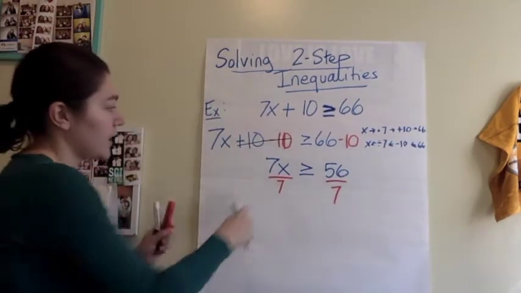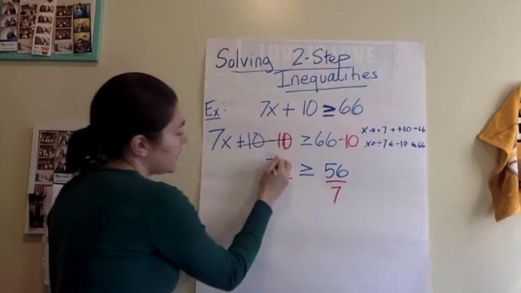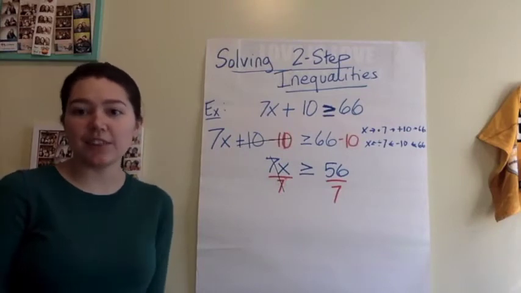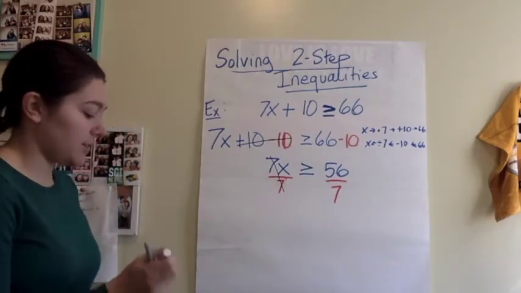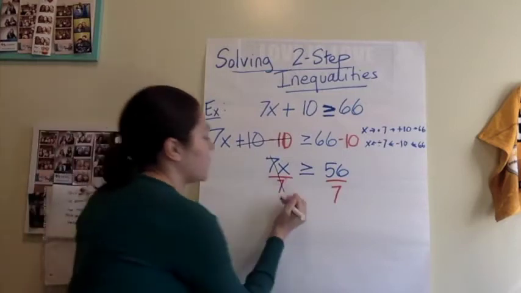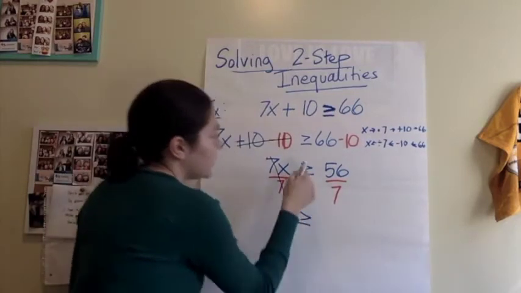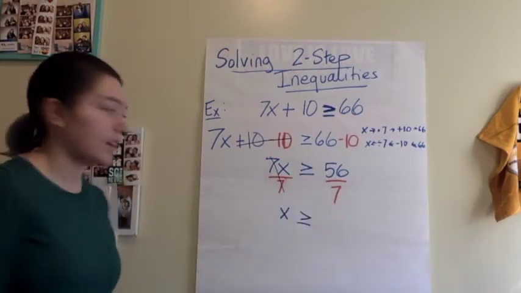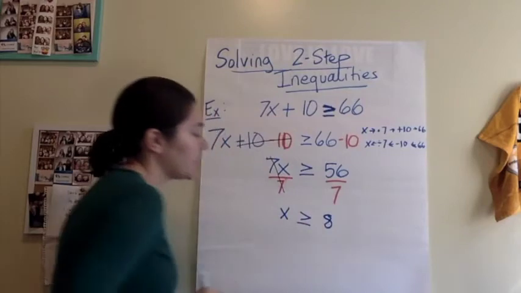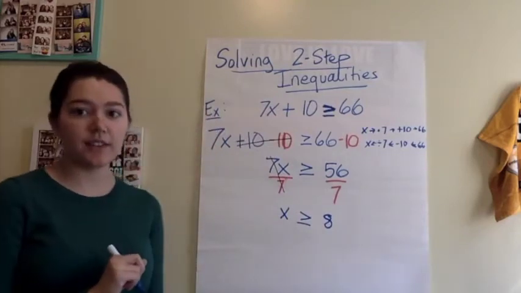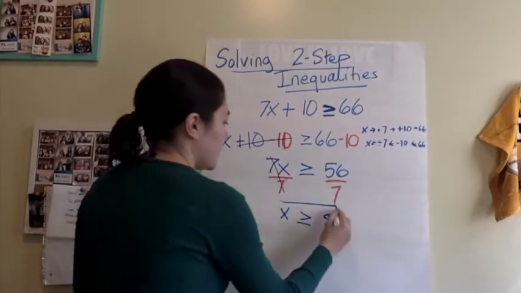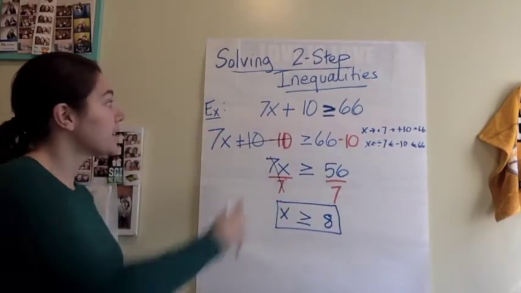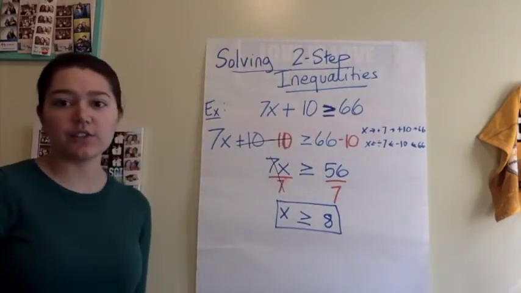When I do that, 7x divided by 7, the 7's cancel. It's just like multiplying by 1. They undo each other, it goes away. So I just get x on this side, which is the goal. I still have my greater than or equal to sign, and then I just have 56 divided by 7. 7 times 8 is 56, so 56 divided by 7 is 8. So my solution is x is greater than or equal to 8. Any number that's greater than or equal to 8 is going to make this inequality true.